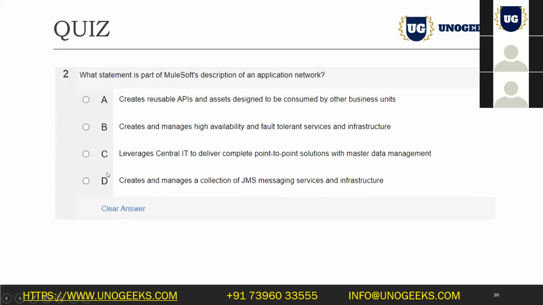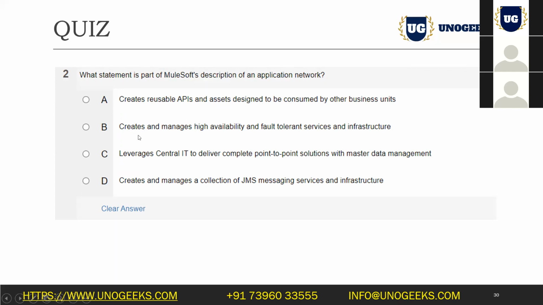Coming to question number 2: what statement is part of MuleSoft's description of an application network? So we'll read the options. The first: to create reusable APIs and assets designed to be consumed by other business units. This looks quite okay, that we are creating reusable APIs, as C4E was there to make sure that we are using it in other business units. So this looks very okay to me, and I think this is the answer. But we will look at the other options also.